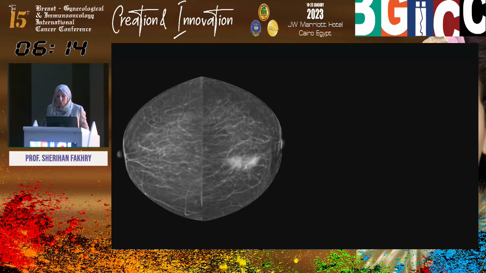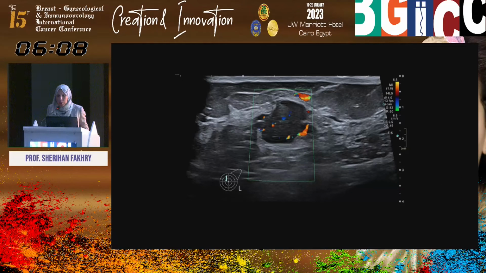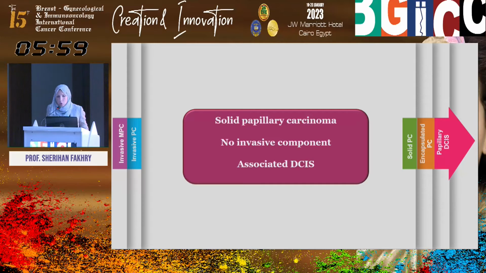In this case, mammography showed left breast lesion with indistinct margin, and by ultrasound, there was an intraductal lesion with increased vascularity, and pathology revealed solid papillary carcinoma.